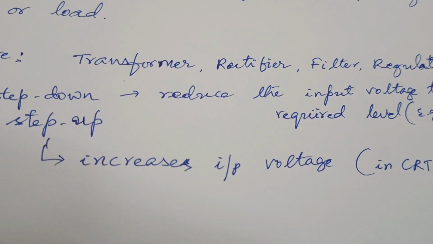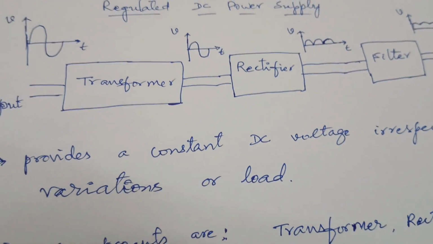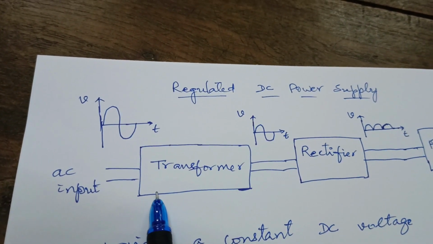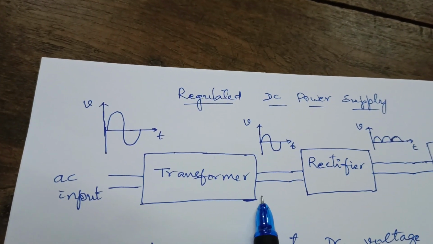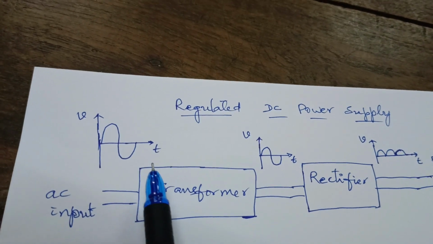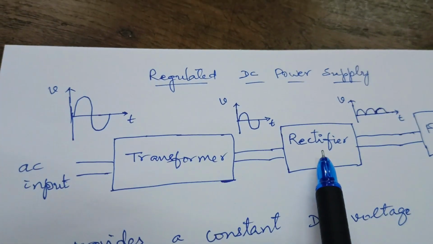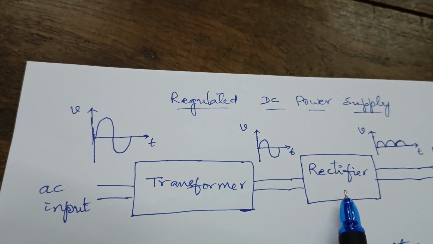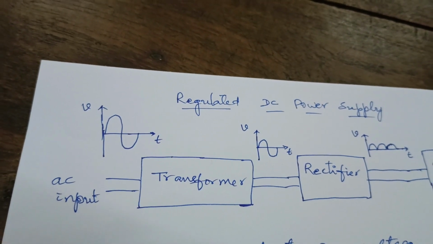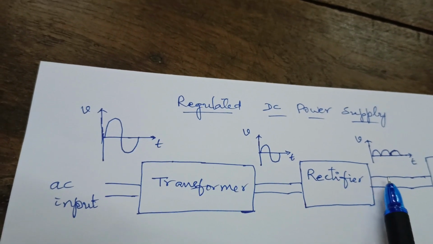Now let us consider the rectifier circuit. The transformer signal, that is the secondary signal, which is lesser compared to the primary signal, is applied to the rectifier. So let us understand the function or purpose of the rectifier circuit. The rectifier circuit is used for converting AC into DC.